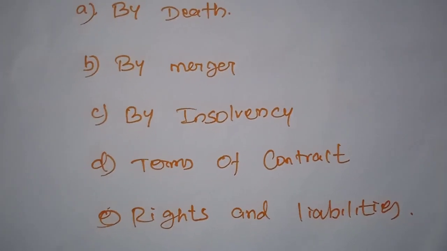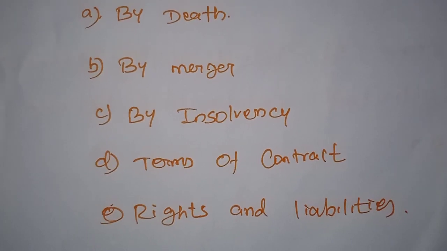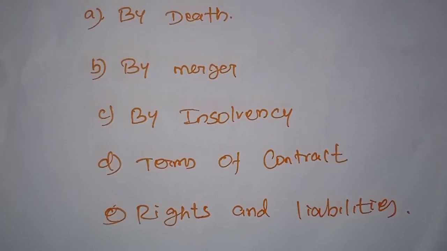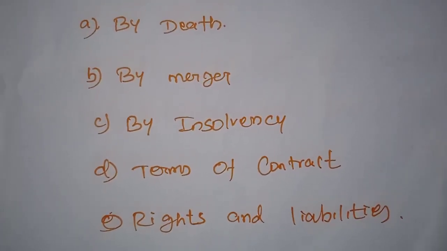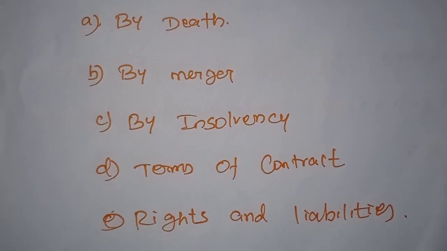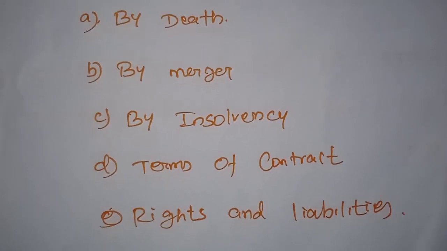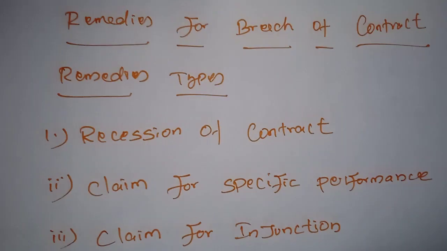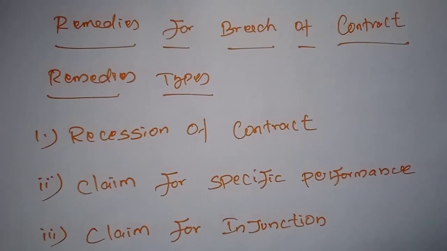Next, rights and liabilities vesting in the same person. Here the right and liability become vested in the same person, and the other parties are discharged. Next, remedies for breach of contract.